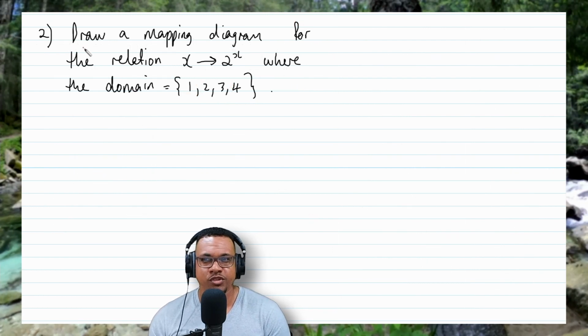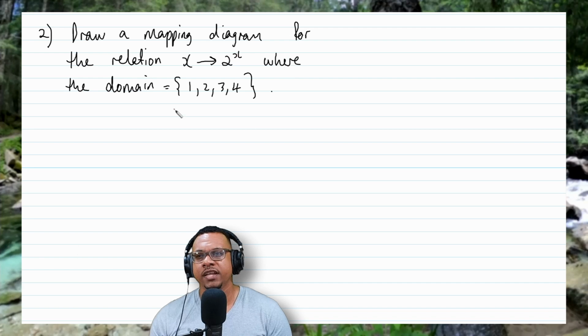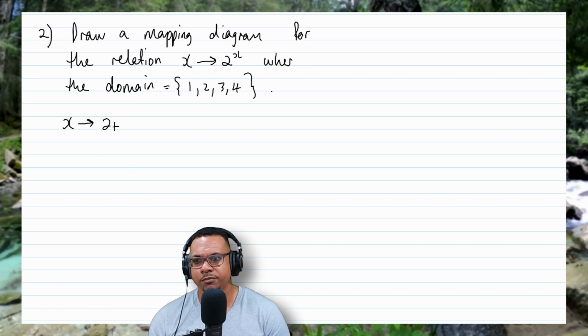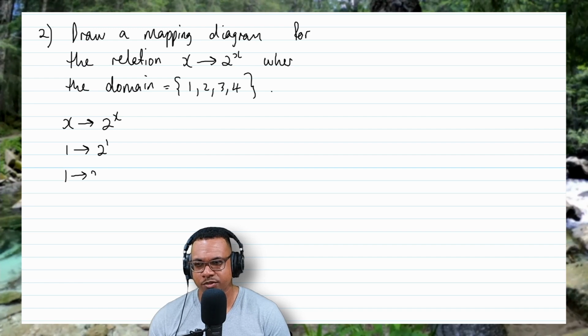All right, so in this question, we want to draw a mapping diagram for the relation x is mapped to 2 to the power x, so domain mapped to range. So 2 to the power x is your range, so that means y is equal to 2 to the power x, where the domain is 1, 2, 3, 4. So from 1 to 4 are the members of the domain. So first we'll set this up as x is mapped to 2 to the power x, and our first member of the domain was 1. So we'll have 1 is mapped to 2 to the power x, and x is 1. And 2 to the power 1 is just 2. So we have 1 is mapped to 2.